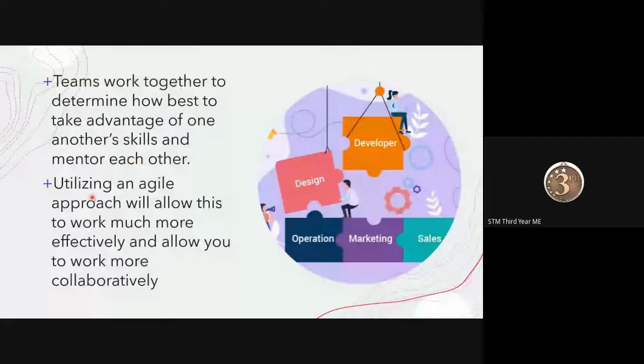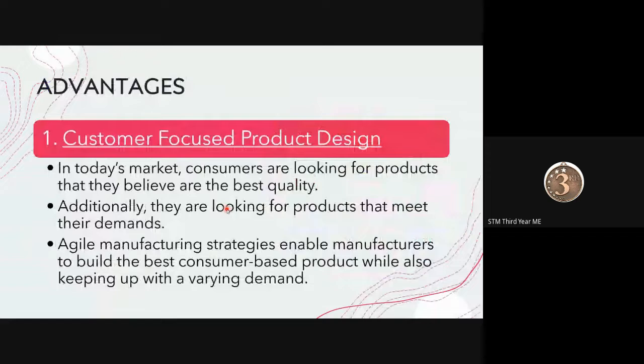Then utilizing an agile approach will allow this work to be done much more effectively and allow you to work more collaboratively. So making a team in such a manner is always effective for agile manufacturing. For the agile approach, this type of cross-functional team is highly effective, and this is known to increase productivity. So that was all the characteristics of agile manufacturing.